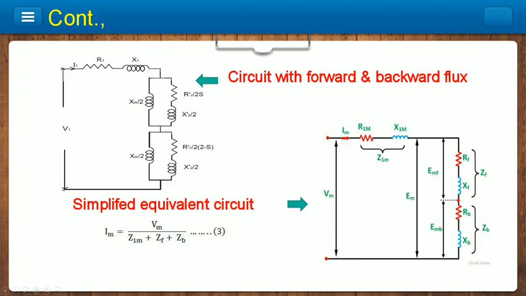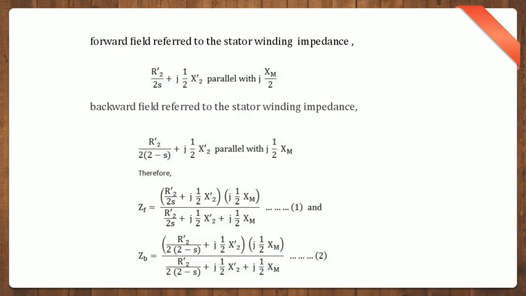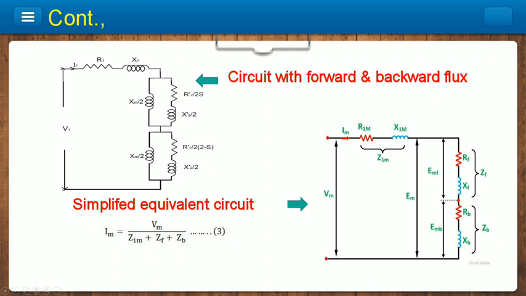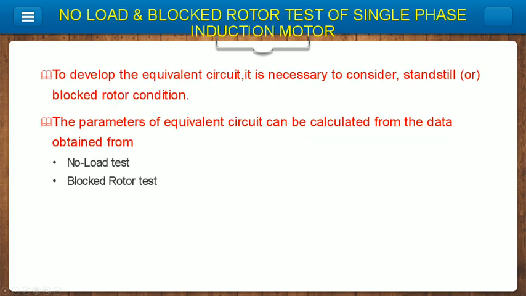The circuit on the left side shows the simplified equivalent circuit, while the one on the right hand side is the approximate equivalent circuit. It has two shunt branches and one series branch with the supply voltage and the main field current. From the simplified equivalent circuit, we can find the total supply current, IM, the main field current. IM is equal to the supply voltage divided by the overall impedance, where Z1M is the impedance of the stator circuit.